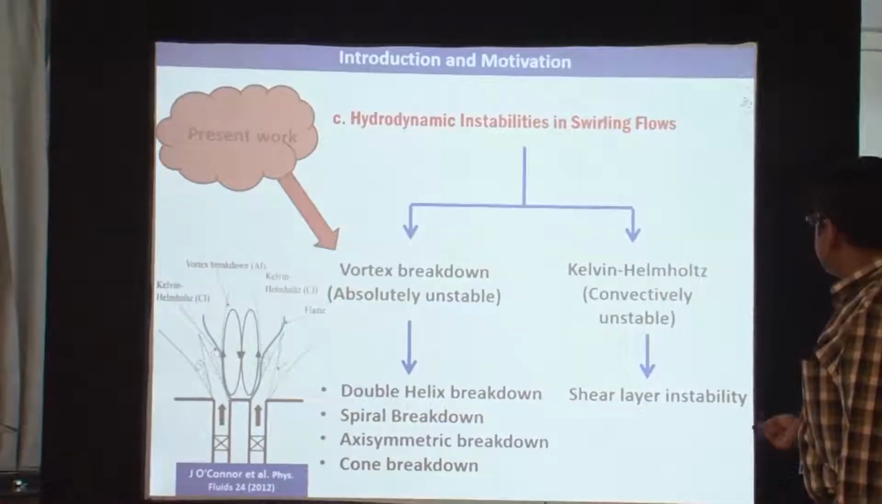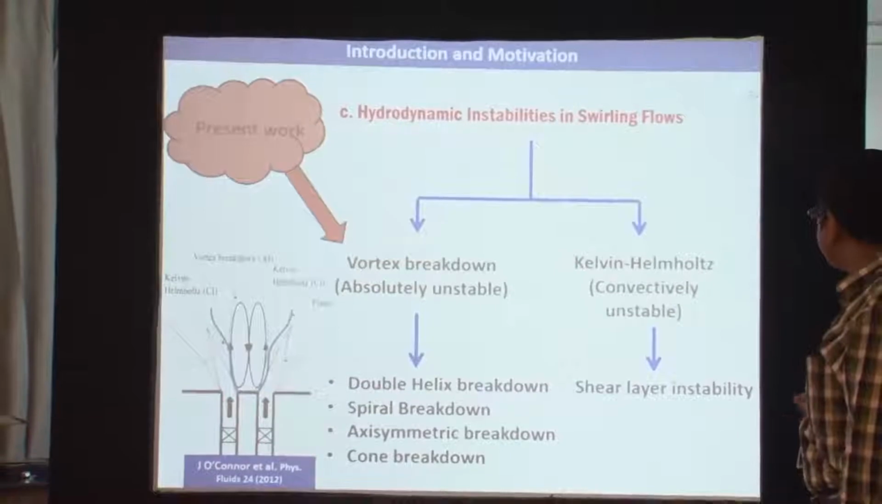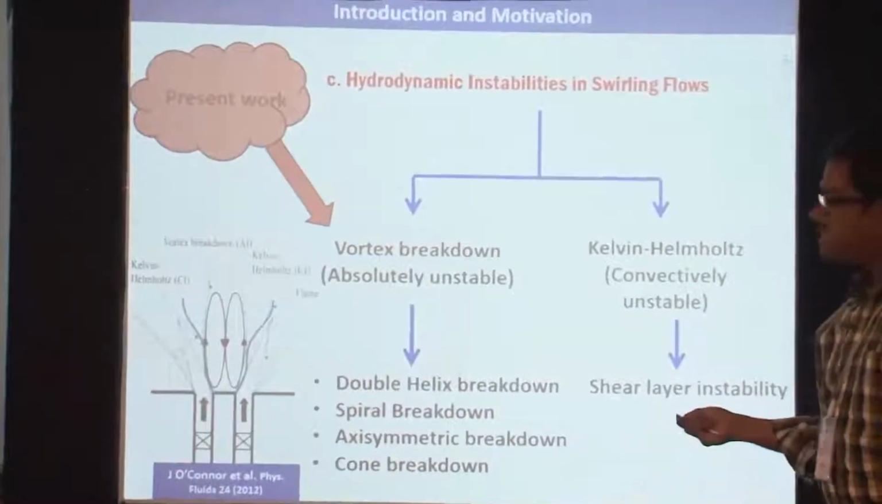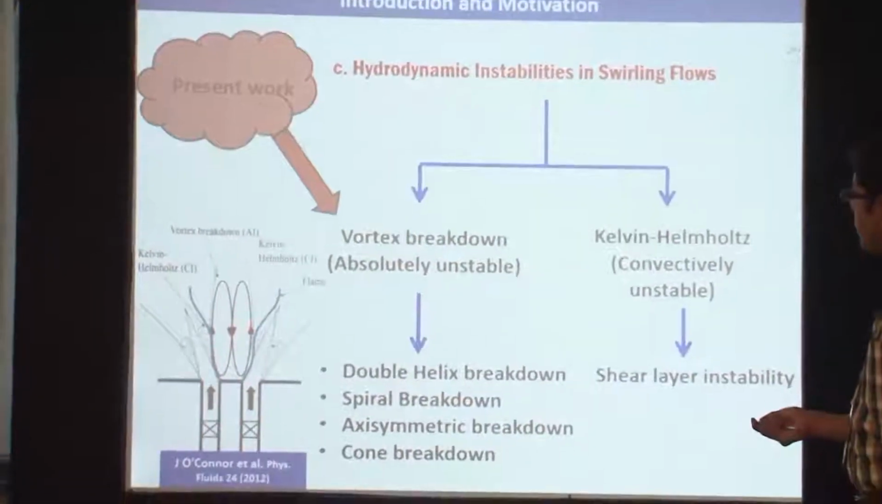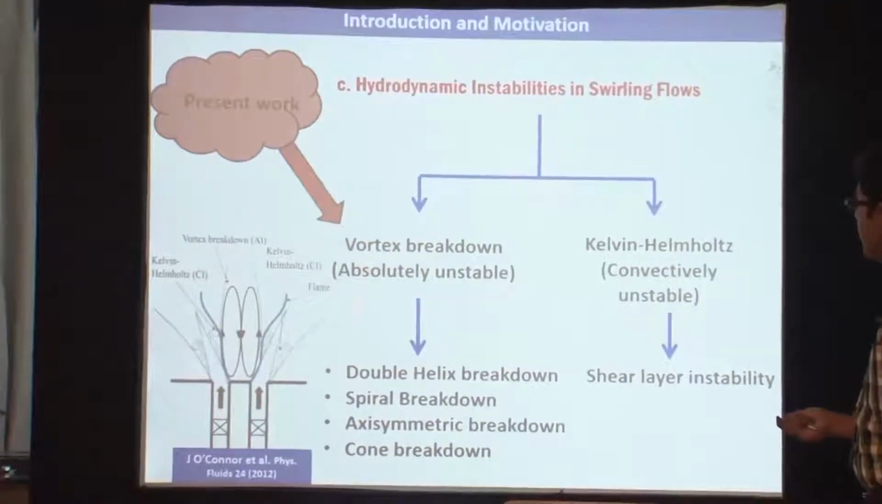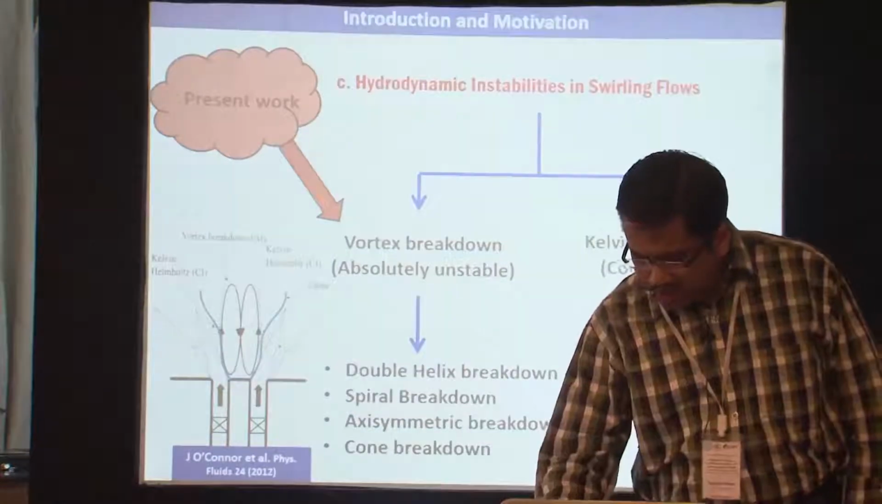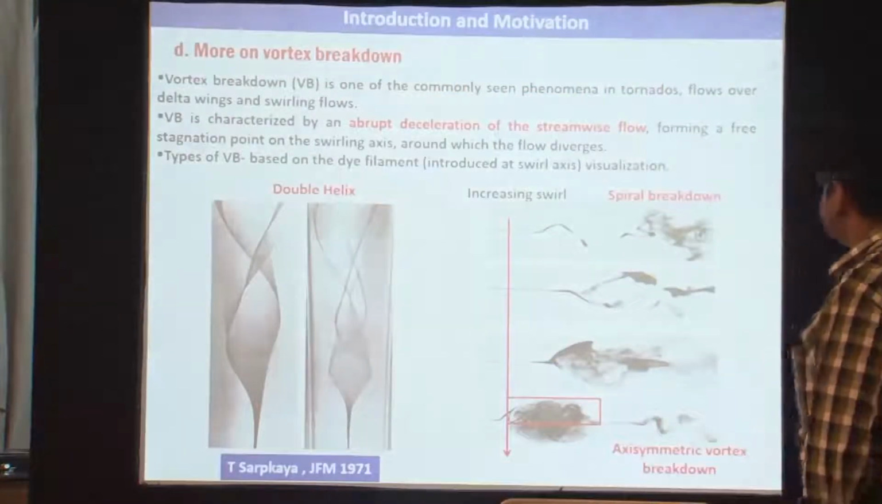Of course, the shear layer instabilities are Kelvin-Helmholtz, or convectively unstable in nature. Sometimes this vortex breakdown bubble would interact with the shear layer instabilities, and you get a lot of flow transitions. So we are going to principally look at some of these phenomena in a little bit more detail.